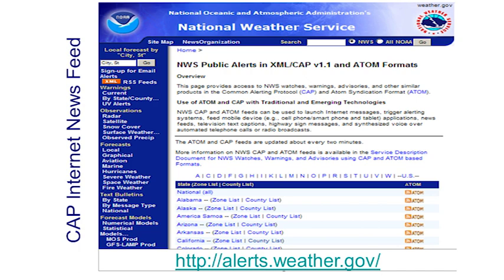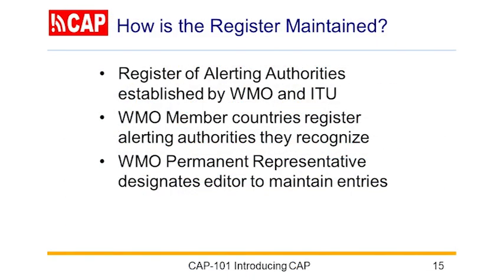But continuing down this idea of the International Register of Alerting Authorities, how do we maintain this thing? It's set up by the World Meteorological Organization, a treaty-level organization, that's why you can trust them, plus the International Telecommunications Union, which has all the standards for telecom. They're a public-private consortium, not treaty-level, but each WMO permanent representative, PR, if you know that term, maintains entries for their nation. Nation, not just their weather service.